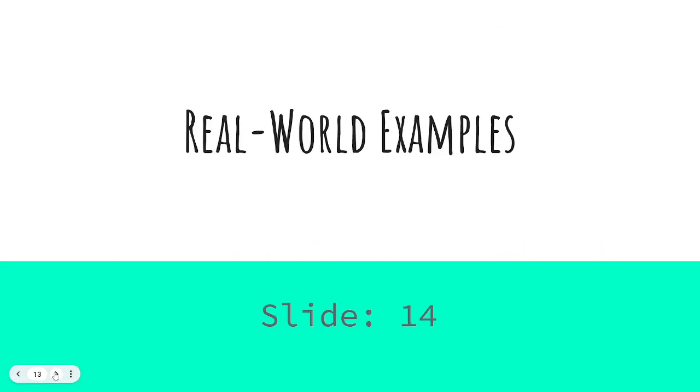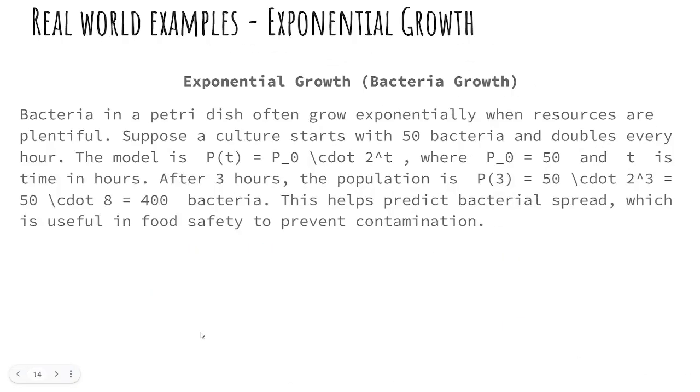Let's go ahead and move on to some real-world examples. This is going to be on slide 14. Here's a real-world example of exponential growth. Bacteria in a petri dish often grow exponentially when resources are plentiful. So this does not mean they always grow. This means when the conditions are favorable, they will continue to multiply.